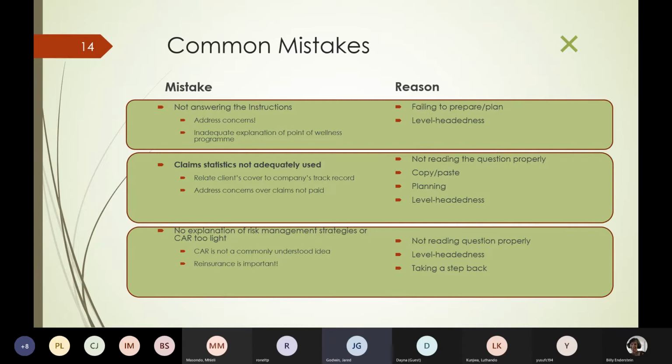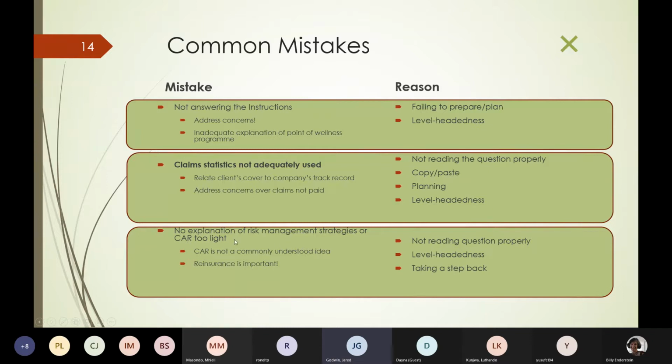And if I jumped back, you would have seen that the claim stats table is highlighted in yellow, which meant that it's facts that I have to use to answer my instructions. The instructions being that he's worried about the claims not being paid. So you address those concerns and you use it, but then make that information relevant to him. And again, it's not reading the question properly to see that that was part of the concerns, or you just copy paste, not keeping a level head, for example.